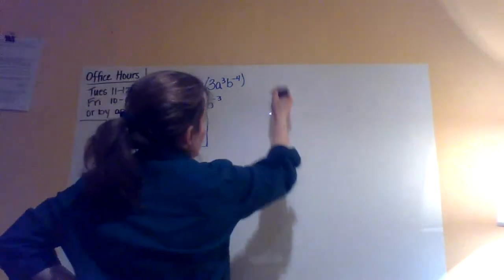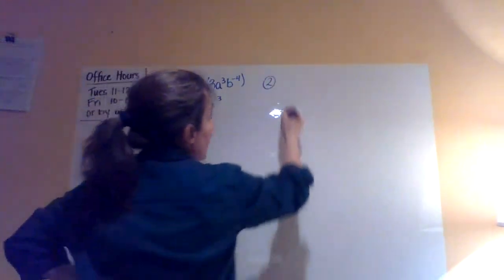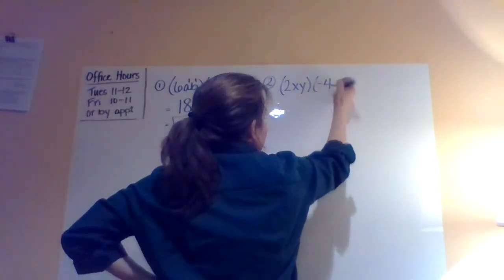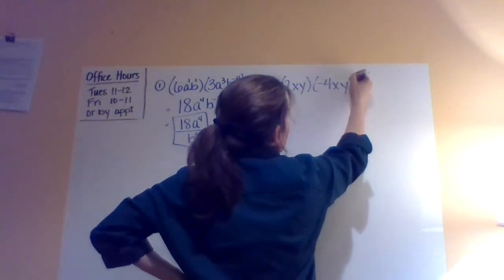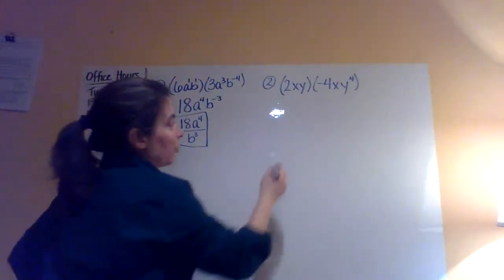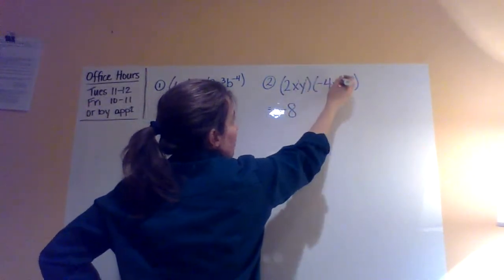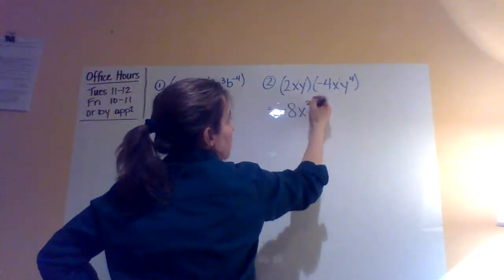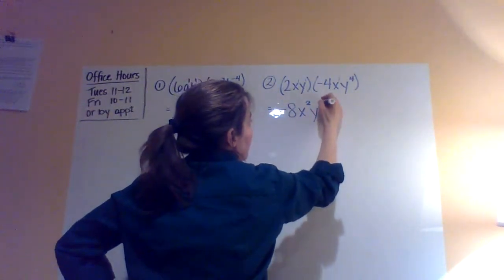Okay, let's look at number 2. Number 2 says 2xy times negative 4xy to the 4th. Okay, so we're going to just multiply the numbers. So negative 8, this has a 1, this has a 1, this has a 1. So x times x is going to be x squared. Y times y to the 4th is y to the 5th.